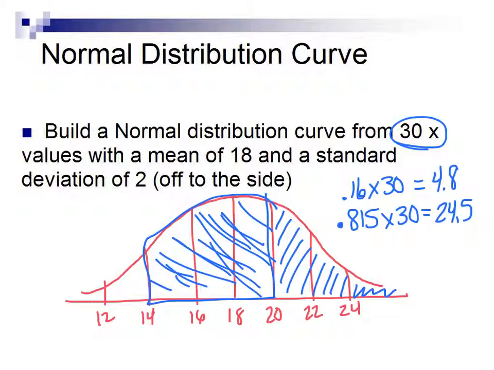And so of the 30, you already have that many of them that should fall in that range. Okay, you try the next two. Figure out how many would fall between 20 and 22, and then find how many would fall between 12 and 14.